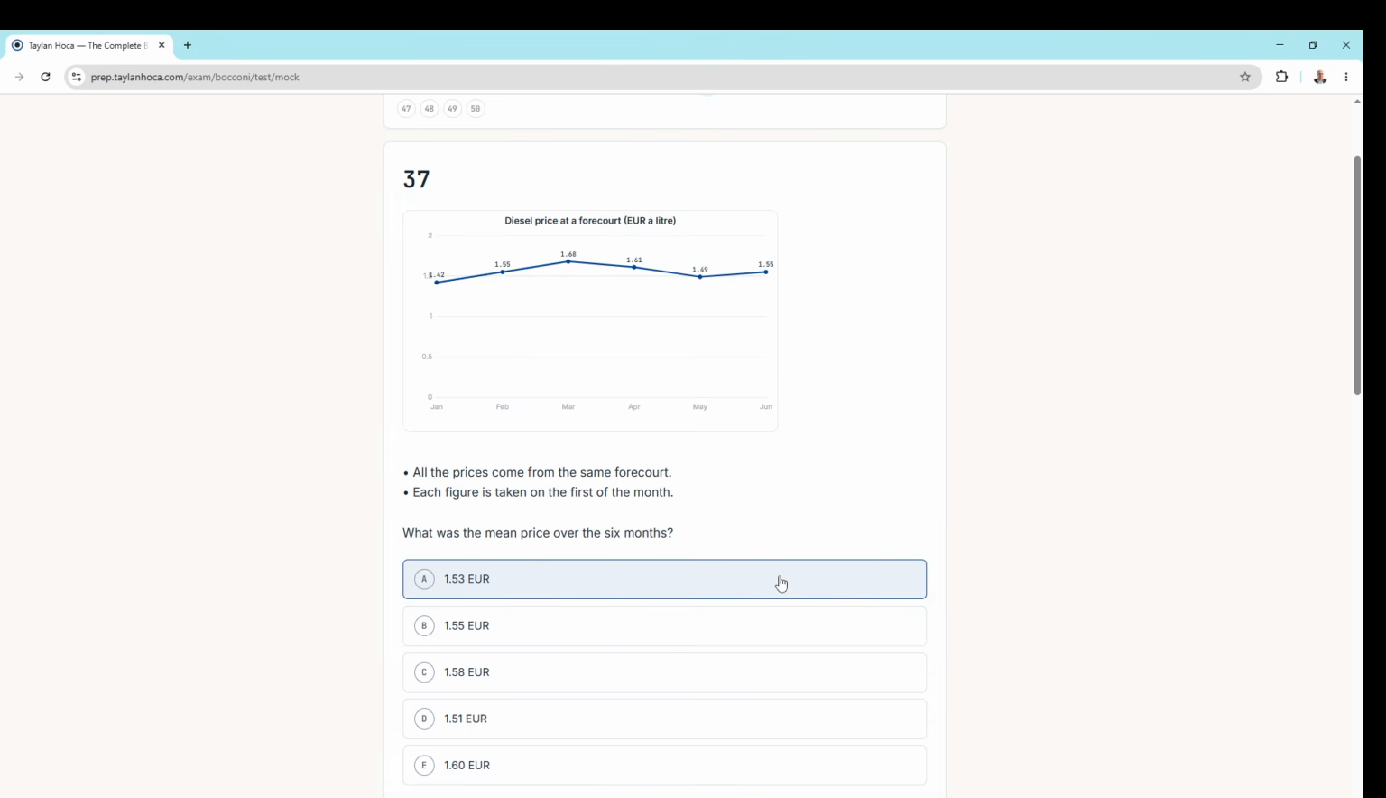Okay, all the prices. What was the mean price over the 6 months? It is not the best question for numerical reasoning, but it is not very difficult either, because don't think too much about decimals. Since it's a mean, you can think of them like 142, 155, all right?